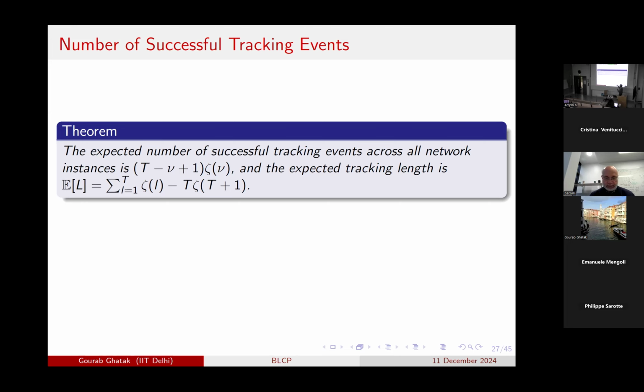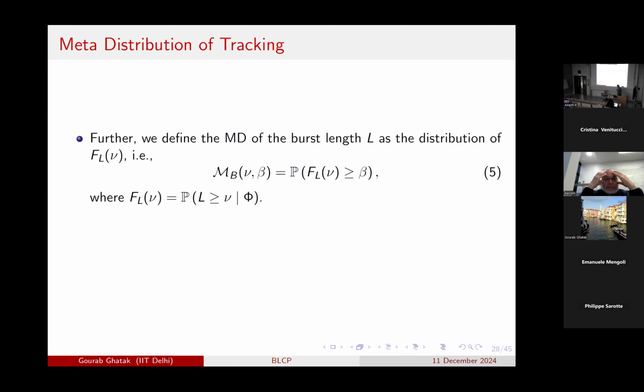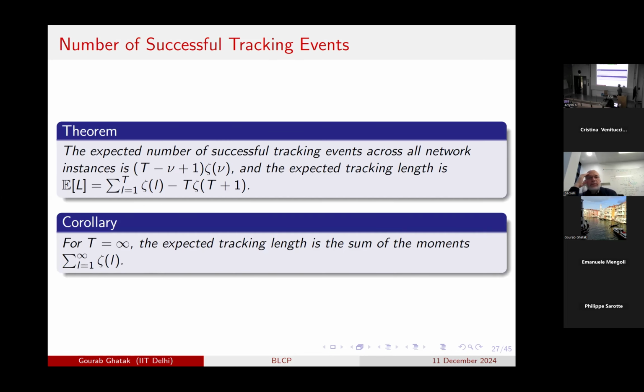The expected number of successful tracking events in a block is given by the moments of this conditional block detection probability. If T equals infinity, which means there is no MAC protocol and you are always transmitting, then the sum of all the moments gives you the expected tracking length, the expected number of successive successes that you have. Then here you have nu and T as parameters.